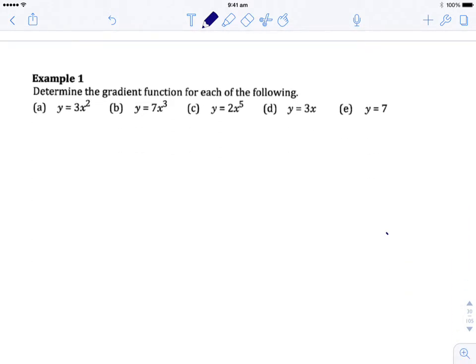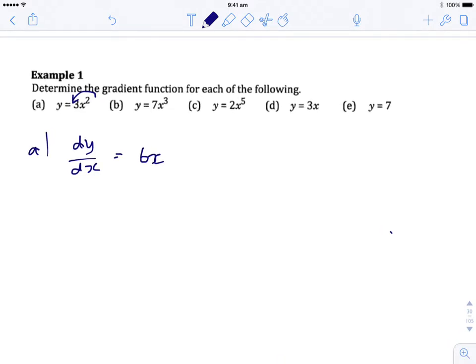Okay, let's do some examples. In this one here, we've got y equals 3x squared. dy dx, the derivative, is, we bring the number down the front, so 3 times 2 is 6, and subtract 1 from the power. 2 minus 1 is just 1. So you could write 6x to the power of 1, or that's just 6x, so you don't need that power of 1. So that's 6x.